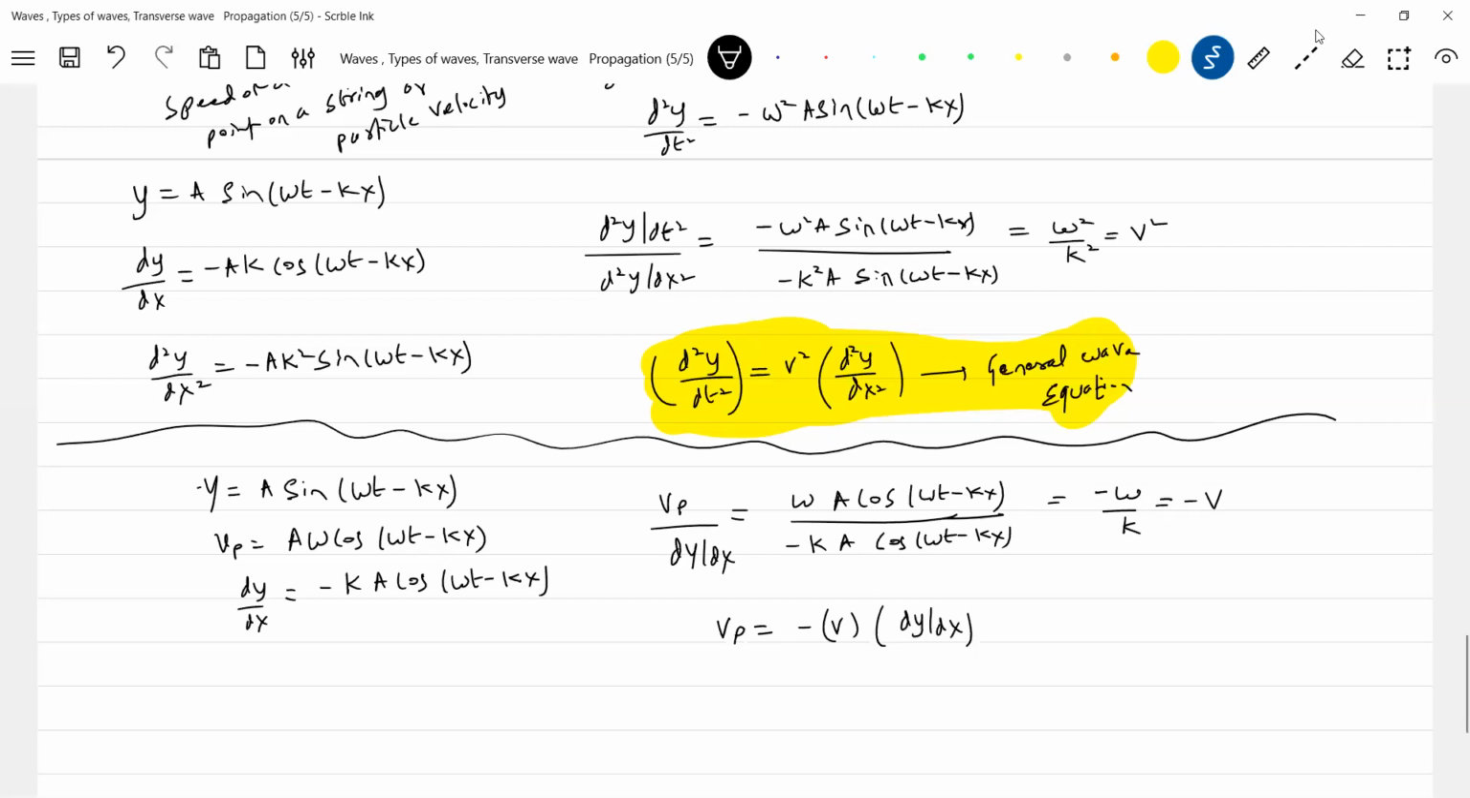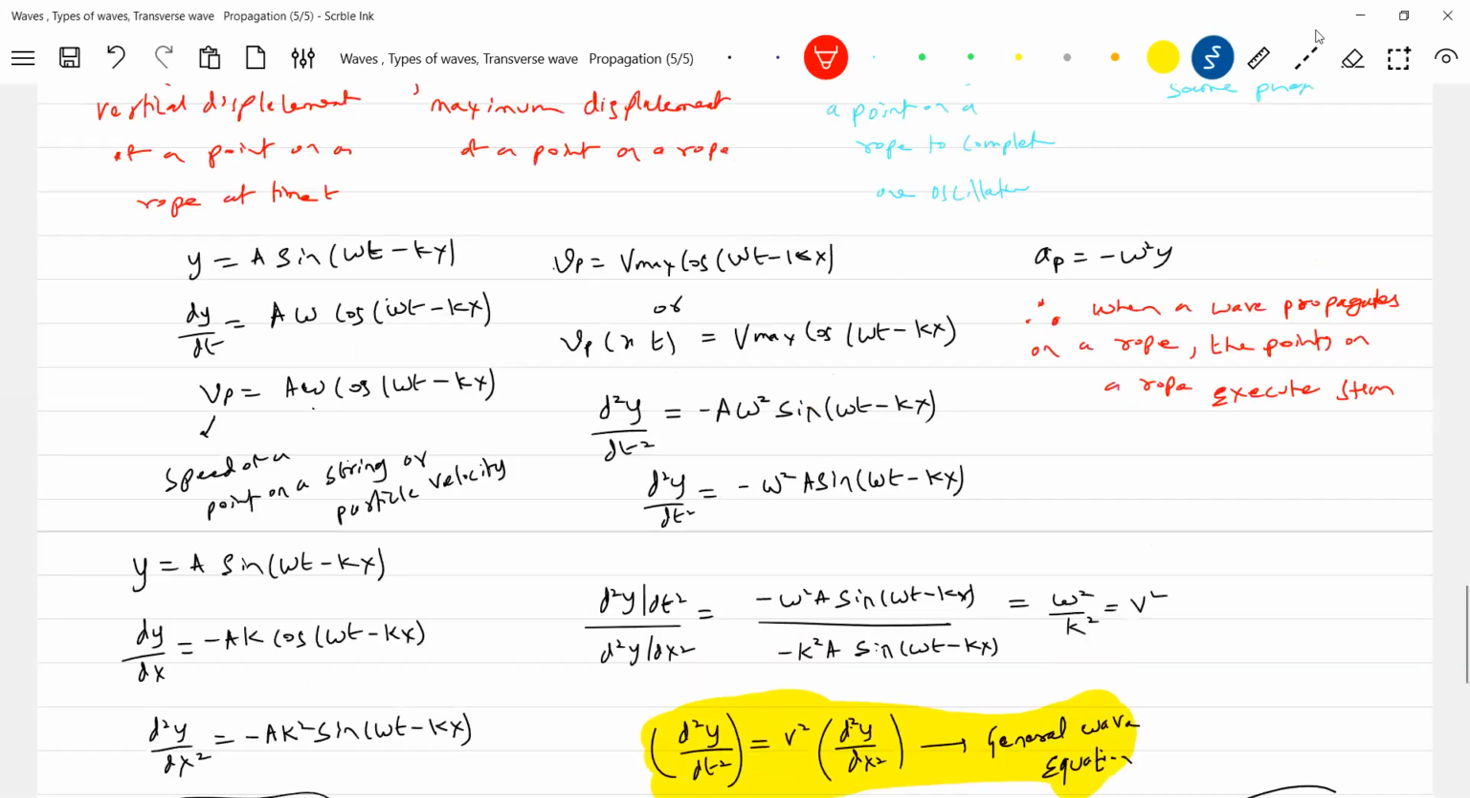Anybody, can you say what you mean by dy by dx? What do you mean by dy by dx? Okay, let's do one thing. What do you mean by Vp? Particle speed. What do you mean by capital V? Wave speed. So what should I call dy by dx? Slope.